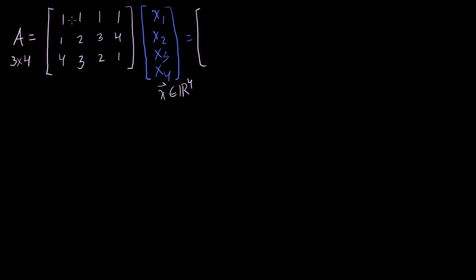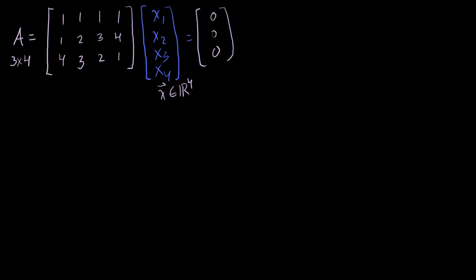And what am I going to get? I'm going to have one row times this, and that's going to be the first entry. Then this row times that's the second entry. Then the third row. So I should have 3 zeros. So my 0 vector is the 0 vector in R3. So how do we figure out the set of all of these x's that satisfy this?